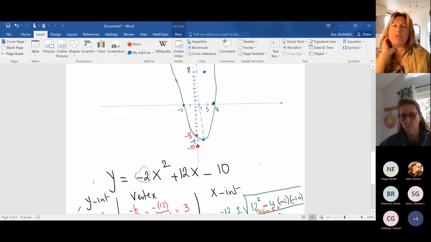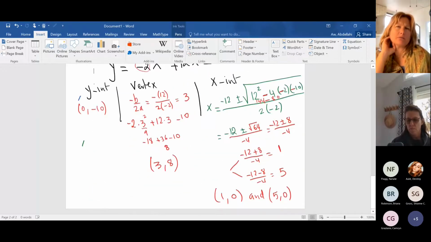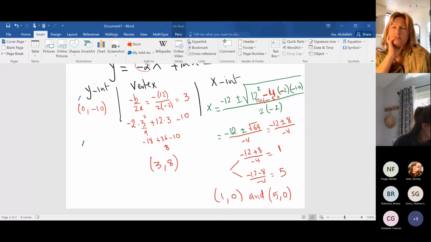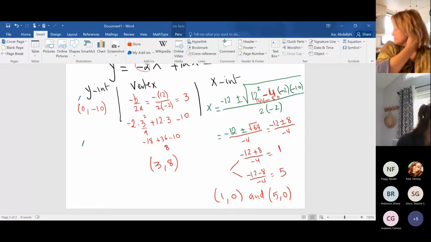Where did the 4 come from in the beginning, in the quadratic formula? You mean this 4 right here? Yes. It is part of the formula. Inside the square root you have b squared minus 4ac. This is where the 4 comes from.